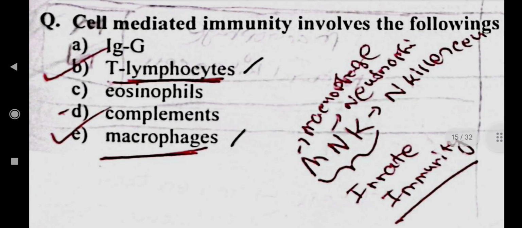Cell-mediated immunity involves the following. True answer: T lymphocytes, macrophages. False answer: IgG, eosinophil, complement.